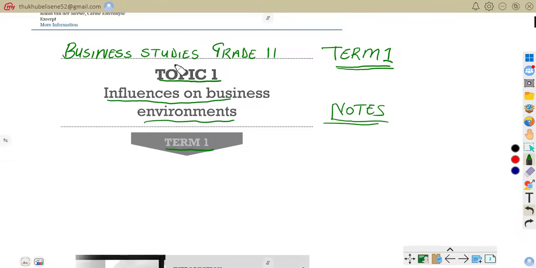Where I want us to look at business studies, grade 11, term 1. In term 1, we are going to mainly look at the influence on business environments. Grade 11s, let us be together from the start of this presentation to the end of it.